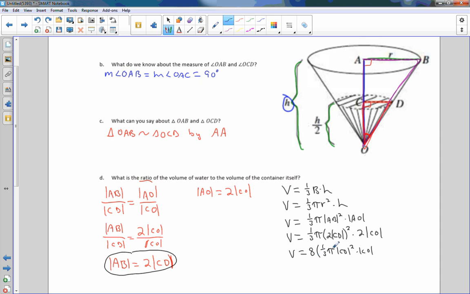So that just showed that the volume of the original one is 8 times the smaller one. Okay, so the ratio of the volume of these two containers is 1 to 8.